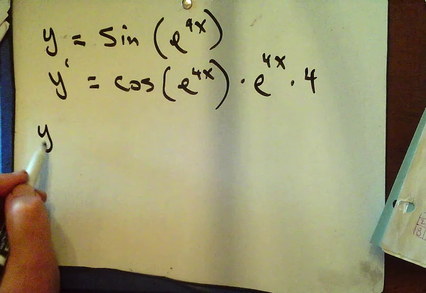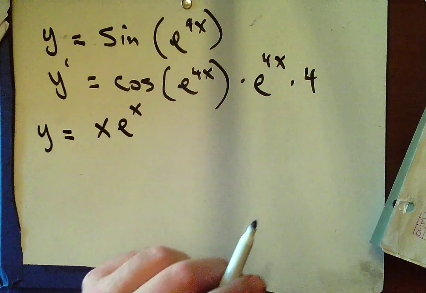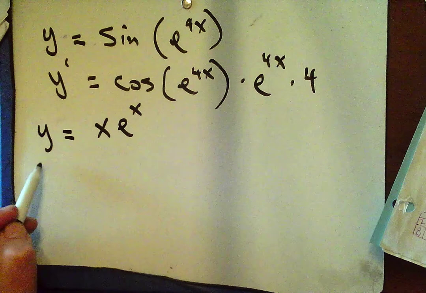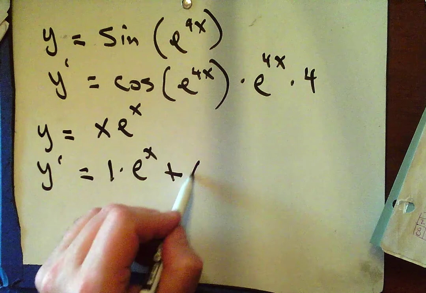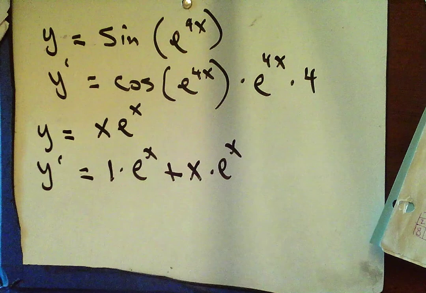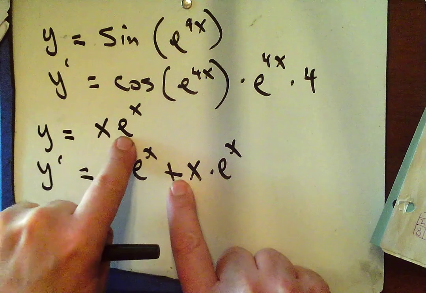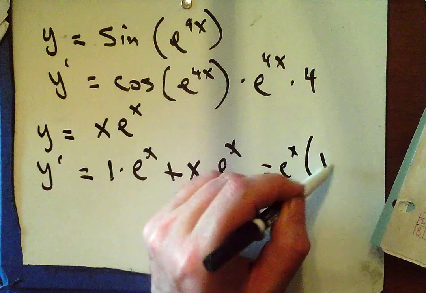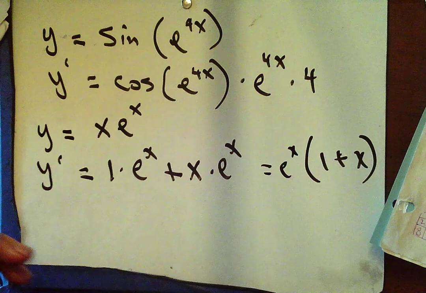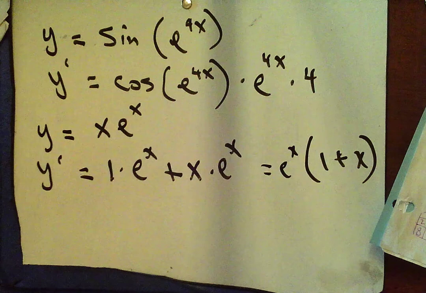How about y equals x e to the x? What would my derivative be here? Did you get that y prime would be 1 times e to the x plus x times e to the x? So derivative of this times that plus derivative of this times that. And of course you could factor out e to the x if you felt so motivated. I would not if this were a free response question, but I definitely would if it was a multiple choice question. Alright, so how about this one?